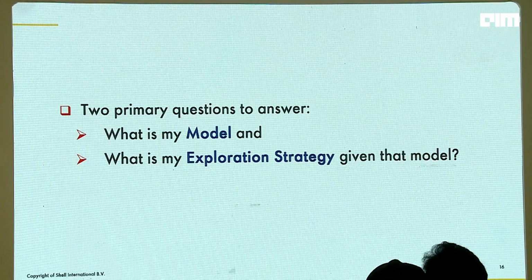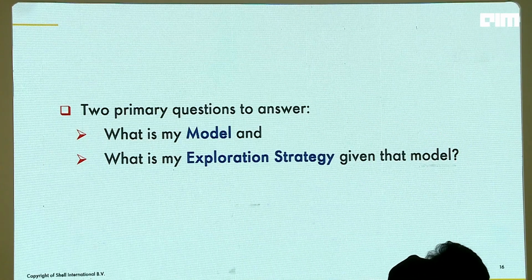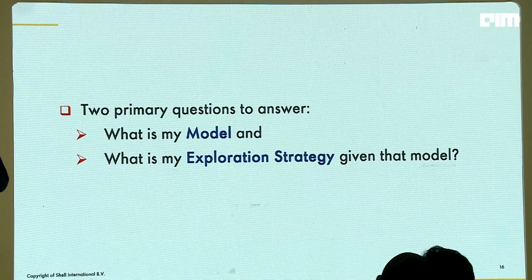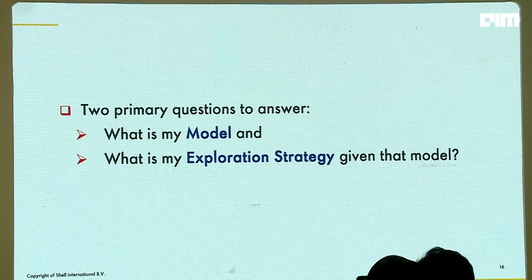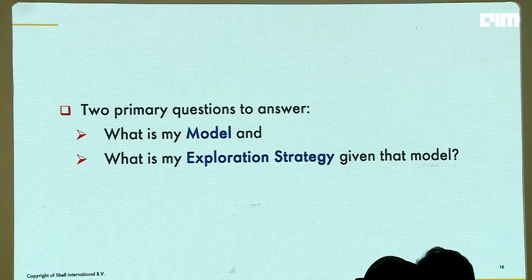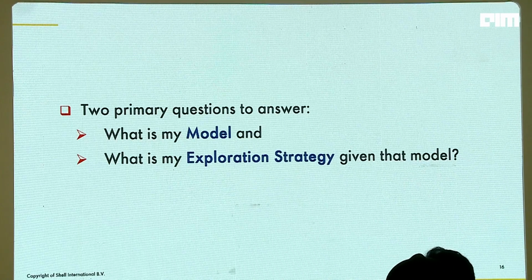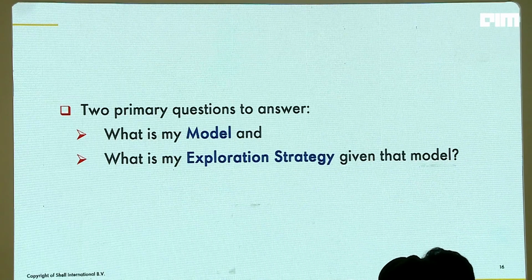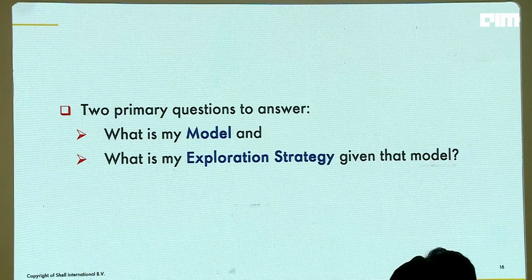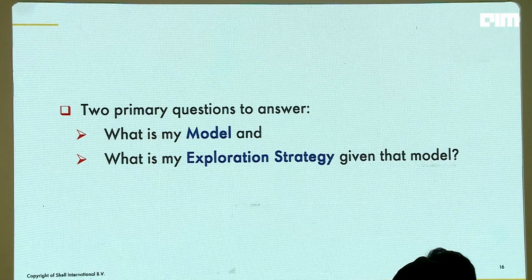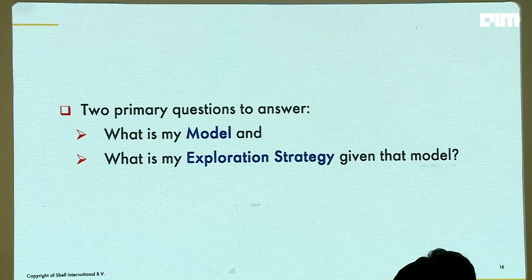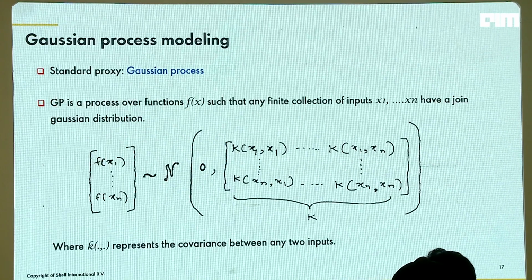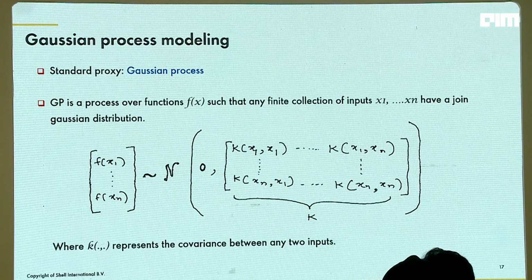So two primary questions we need to address here. One, selection of a right proxy model: which model to select. And the next, the exploration strategy. Even if you have a right proxy model, what is the exploration strategy in that particular proxy setting by which you will probably find the global optima? Okay, so basically it's a typical choice.